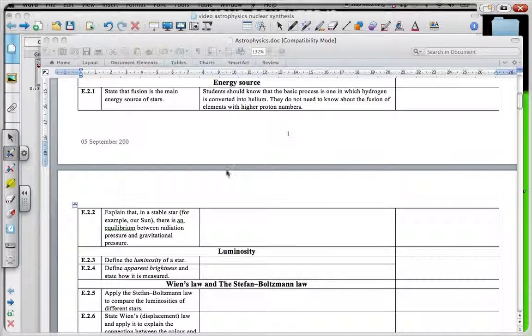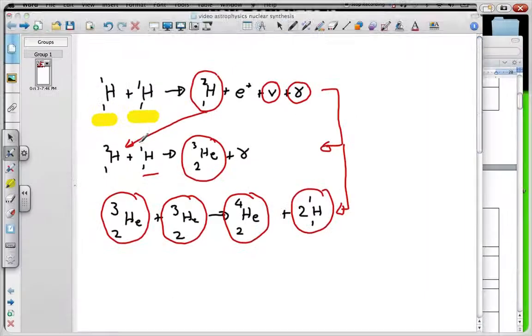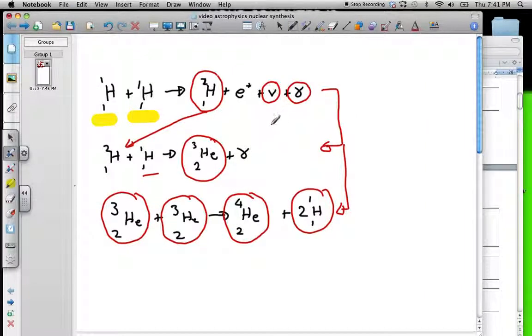Fine, so I'm going to be continuing on with the discussion on astrophysics. Now, last time in the last video, I did talk about this fusion process, the source of energy. I'm just going to go through it again because maybe you didn't see that one. So, looking at this diagram over here.